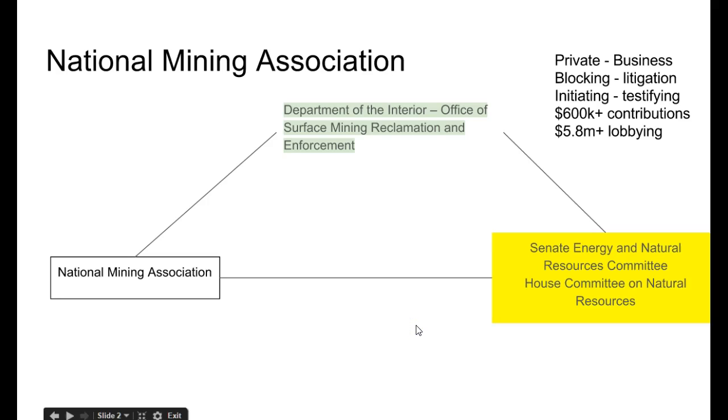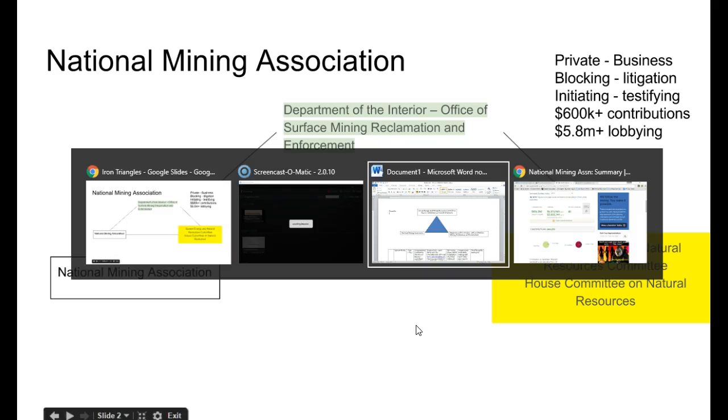The final point of this triangle is the 2 committees, one from the Senate, one from the House. You don't have to go to the subcommittee level. The general committee is fine. In this particular example, all I did was I went to the Senate.gov and House.gov and looked at the list of committees and tried to get a sense for which one might be dealing with coal and mining. So I looked at the Senate Energy and Natural Resources Committee and then the House Committee on Natural Resources to confirm what I thought might actually hold true.